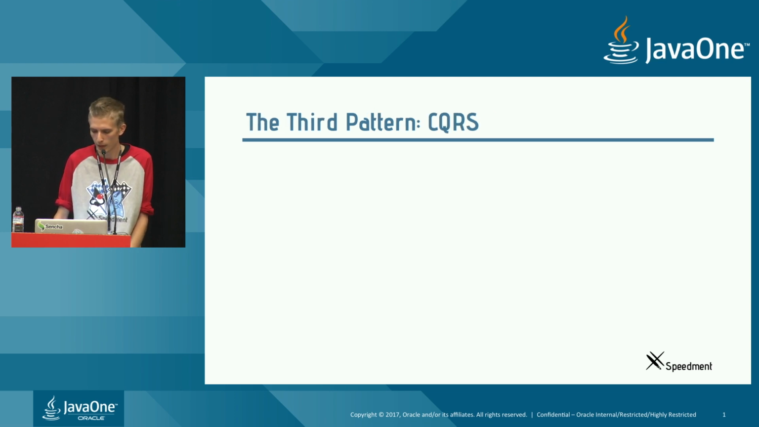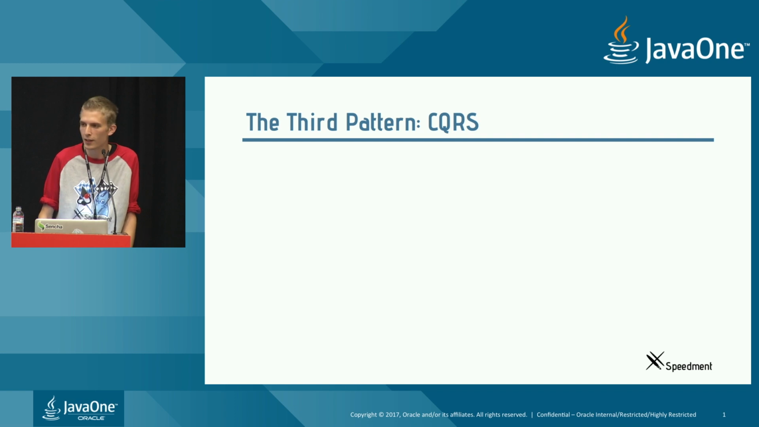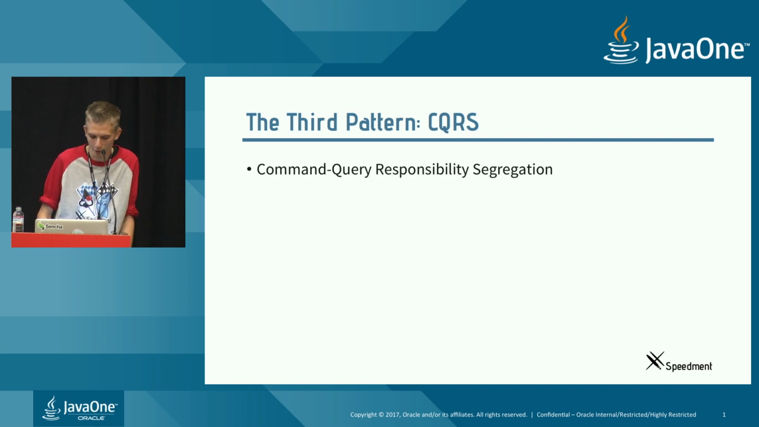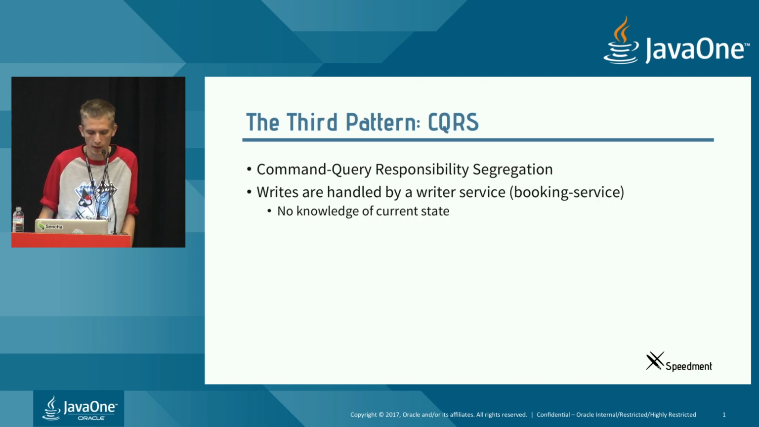So the third pattern, CQRS, comes into this particular query here. It stands for Command Query Responsibility Segregation. A command is something that's writing, something that's changing the state. And a query is something that's interested in the state. The general idea of this entire design philosophy is to never allow those two to be on the same service. So the writers are never allowed to know about the current state, because that requires them to query something, and that destroys the pattern.